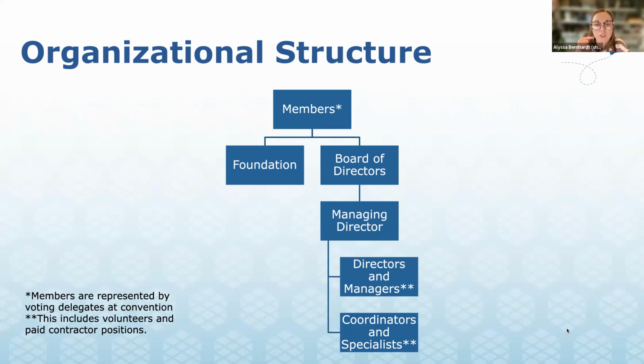So for organizational structure, the members are represented by voting delegates at convention. Under the members, they hold accountable the foundation and the board of directors. Then the board of directors holds accountable the managing director, myself. And then under that, we have directors and managers and coordinators and specialists. So we have people that I hold accountable as well.